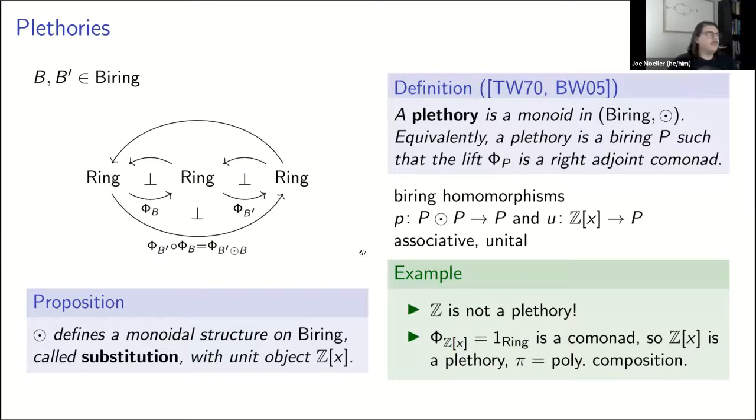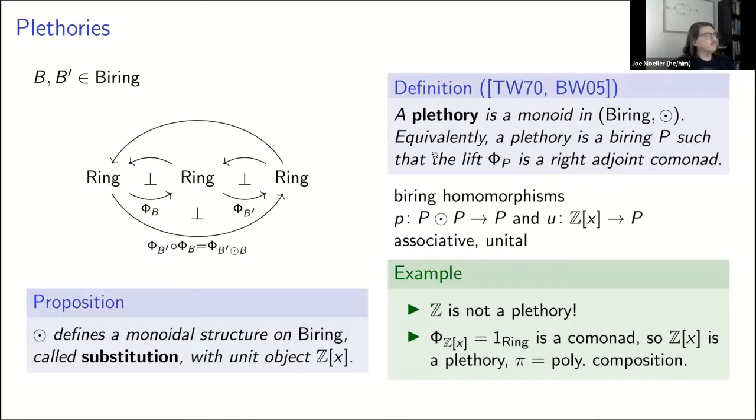And now I can define a plethory. A plethory is a monoid in this monoidal structure. Another way of seeing what that is to say that it's a bunch of biring homomorphisms. We have one for the multiplication, or the plethism, as it's called. And then there's also a unit element. And so these satisfy the laws of being a monoid.